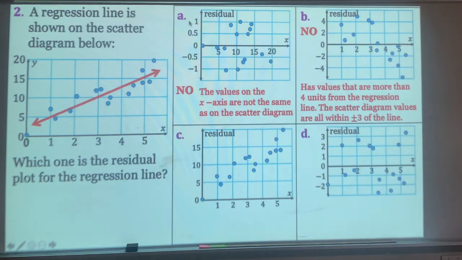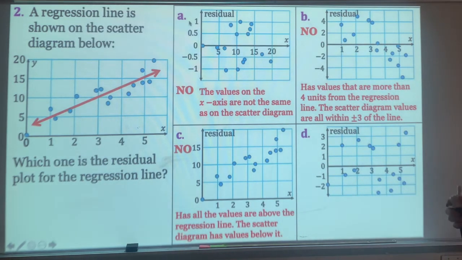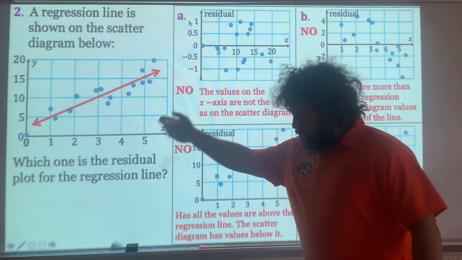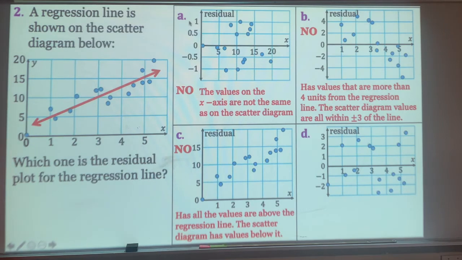What about this one? That's an interesting one. Definitely not C. Why? Because all these values are where? Above the regression line. And here, you have some points that are below the regression line. All right? Let's look at D.